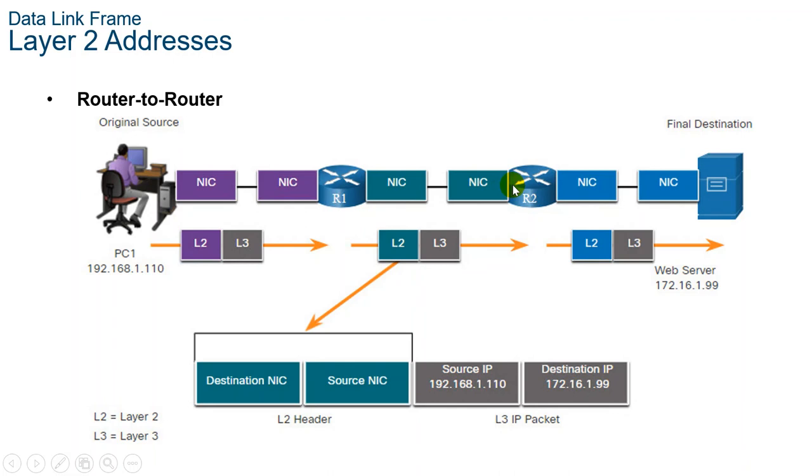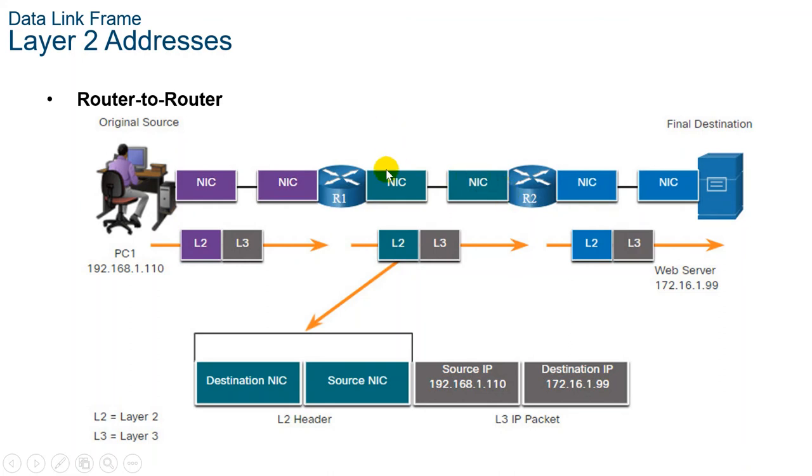So if you will observe, when we're talking about the layer 2 addresses, it is limited within the local connection. So if we're talking about the host to R1, source is host, destination is R1. Okay? If the communication now is R1 and R2, source is R1 NIC here, and destination is R2 NIC there.